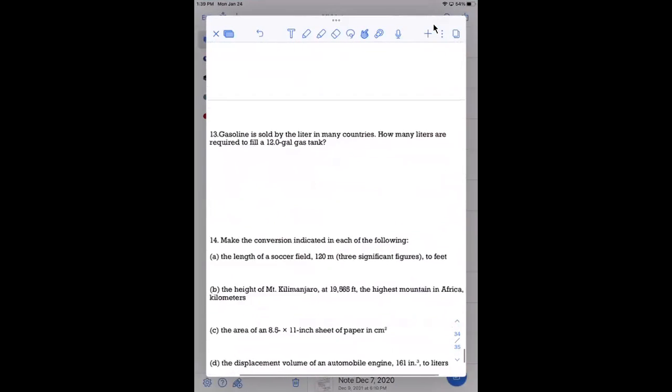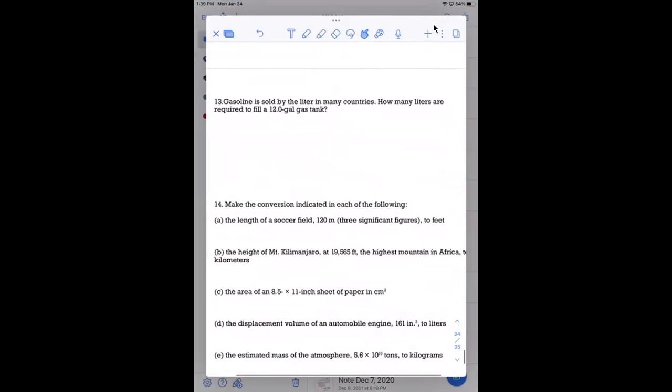It says in this question, gasoline is sold by the liter in many countries. Listen to what it's asking: how many liters are required to fill a 12-gallon tank? What am I trying to do? What am I going to have to do? So let's ask those questions. What do I have? What do I know? What do I need? What am I trying to find?